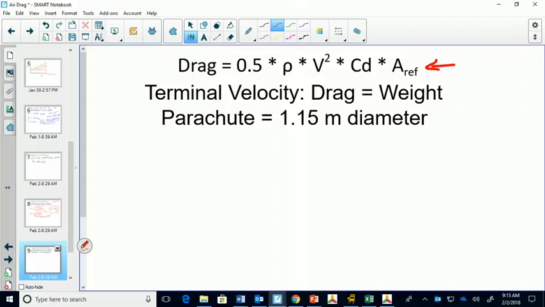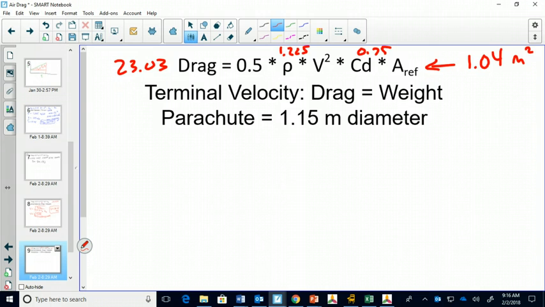Giving your fingers a workout on the calculator today. 1.04, okay. And again, that would be square meters. We cool? All right. Again, we said our drag was 23.03. What was our rho? 1.225. What was our coefficient of drag? 0.75. And again, I'm trying to find V.